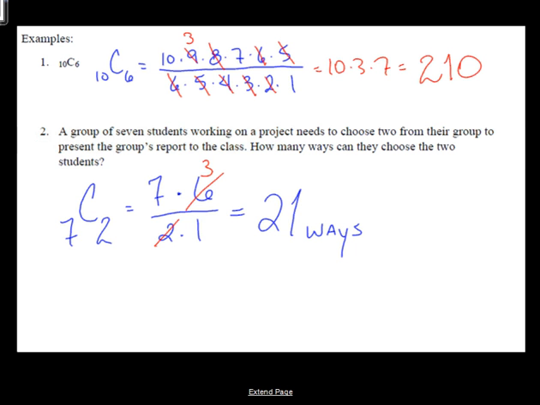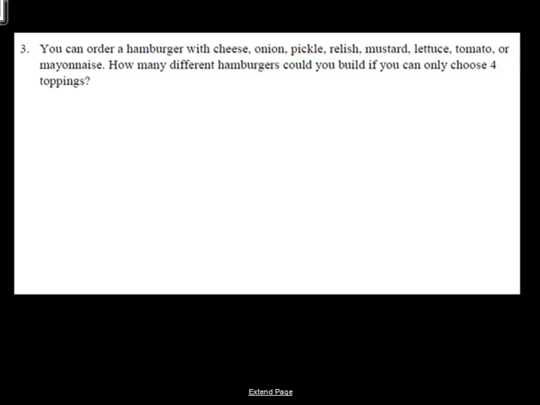Looking at problem number 3. You can order a hamburger with cheese, onion, pickle, relish, mustard, lettuce, tomato, or mayonnaise. How many different hamburgers could you build if you can only choose 4 toppings? So I gotta first see how many toppings do I have. So I have 1, 2, 3, 4, 5, 6, 7, 8 toppings. I have 8 toppings. I'm going to do a combination, so it doesn't matter which order I put the toppings. I'm going to pick 4 of them.